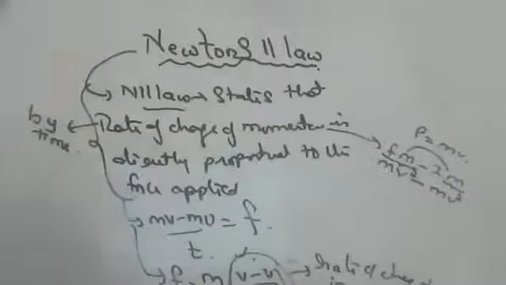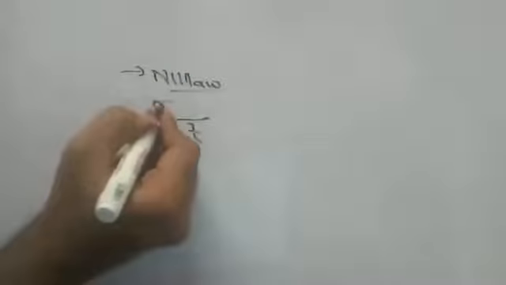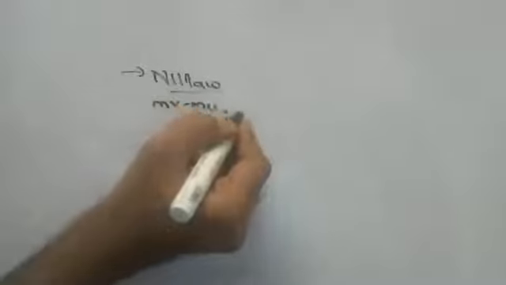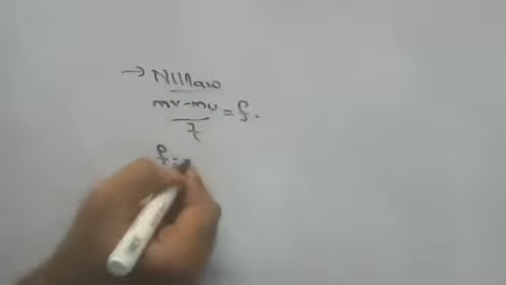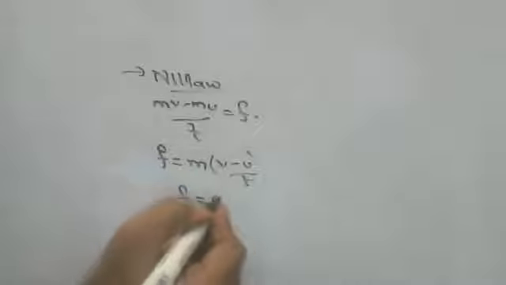Next, as the definition goes, Newton's second law says that rate of change of momentum is equal to force. So F is equal to, if you take m common, m times (v minus u) by t. So F is equal to ma.